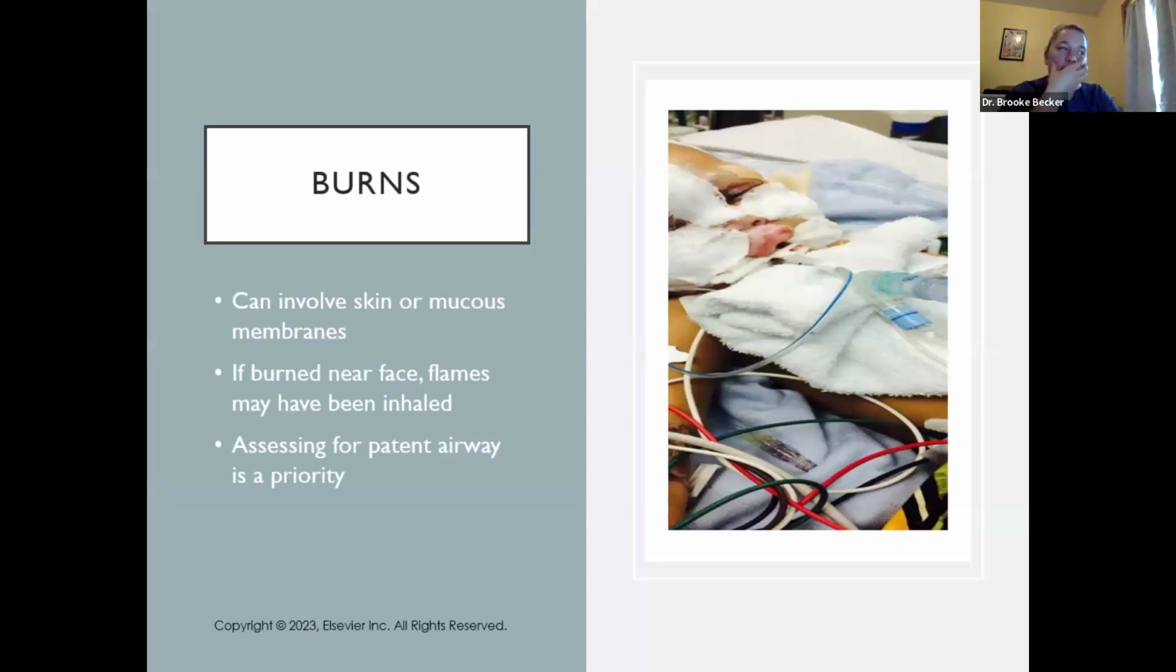If burned near the face, I mean, it's likely that they inhaled flames, especially if it wasn't a chemical burn of the face. But if it's a chemical burn of the face, it's likely that they inhaled that chemical irritant as well. So a lot of times one of your biggest priorities, if there's burns to the face, is going to be airway or neck. Okay. Face, neck, upper chest, airway is what you're going to worry about in those kids.